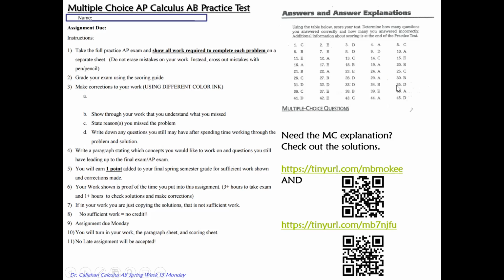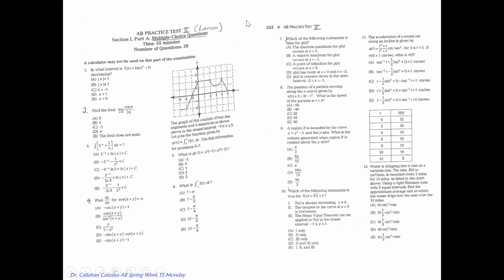So I have 45 questions right here. Part of it is going to be with a calculator, the other part is without a calculator. I have the answers given to you, but essentially this is what it looks like. You're welcome to pause the video so you have a copy in front of you as well. Section 1 is part A, multiple choice questions. It is 28 questions, 55 minutes, and a calculator may not be used for this part of the exam.